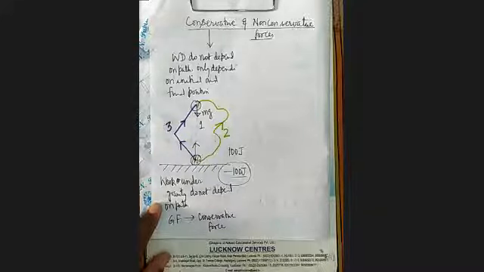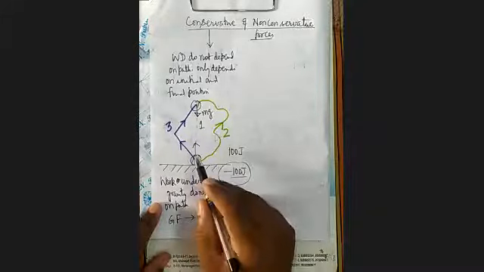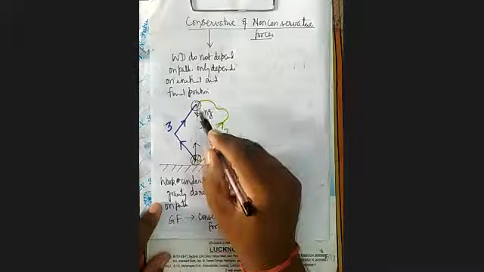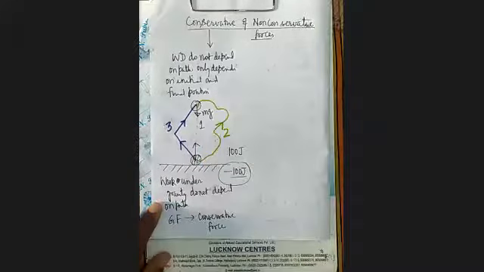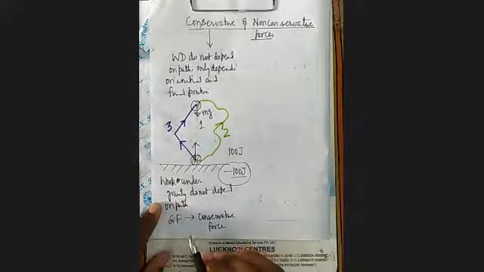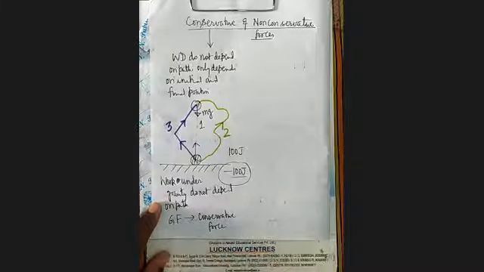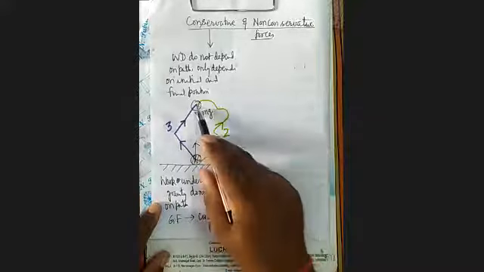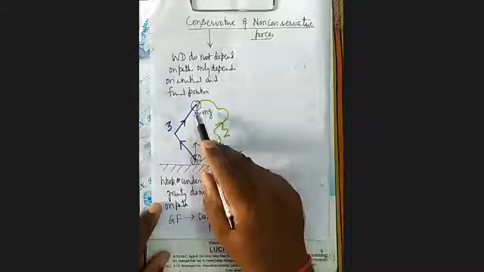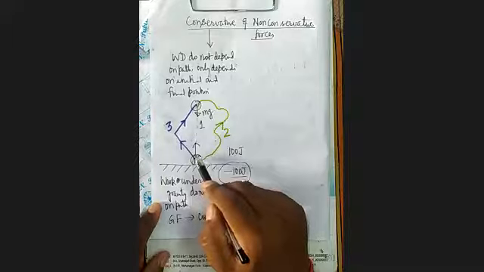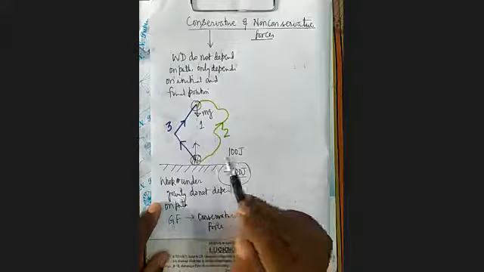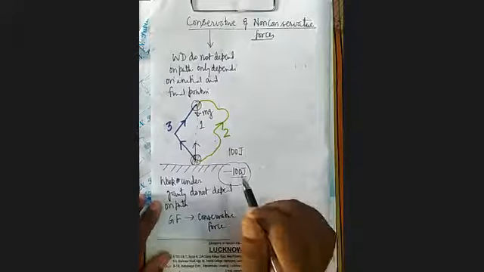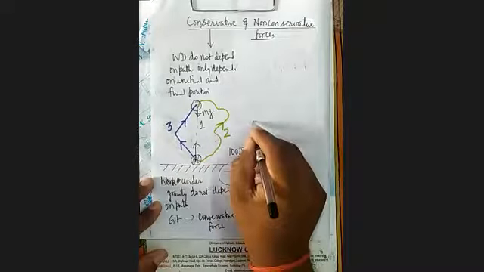So you can see here, you take the body from here to here, then bring it from here to here. What will be the amount of work done? That will be 0. The amount of work done in carrying the body from this point to this point, and then from here to here, means over a closed path, will be 0. Is it clear?